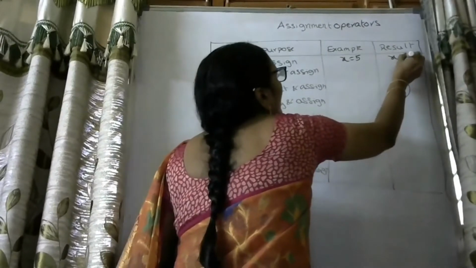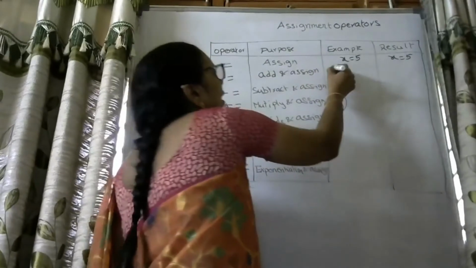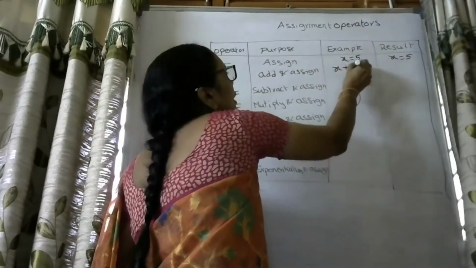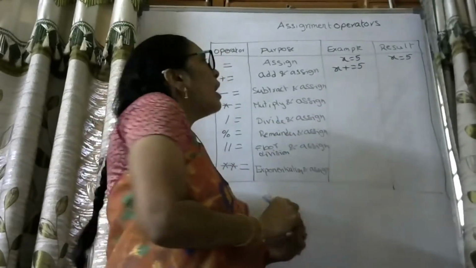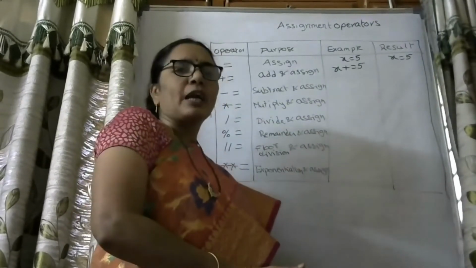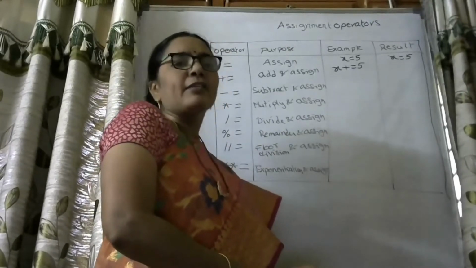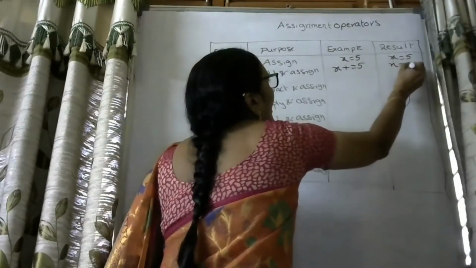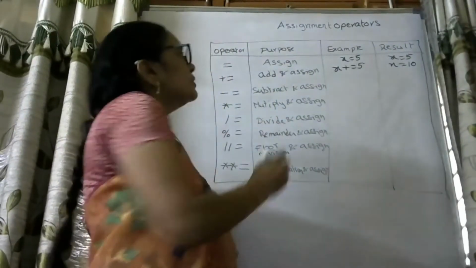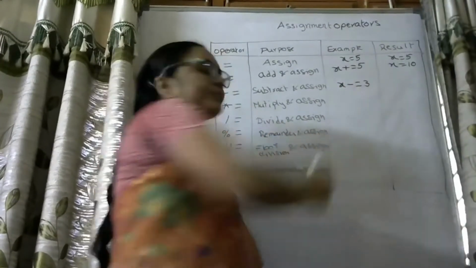5 will be stored in X. Next, add and SI. X plus is equal to 5. Already, I am assuming X contains 5. For that X, I am adding another 5. So the result will be 10. X will contain 10.